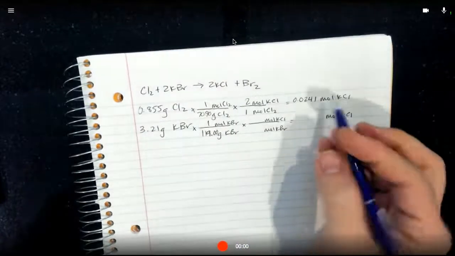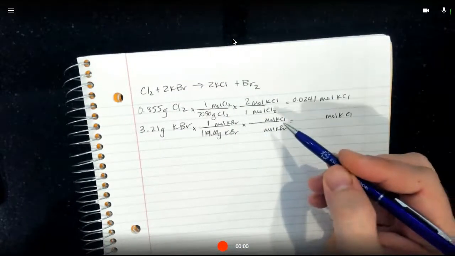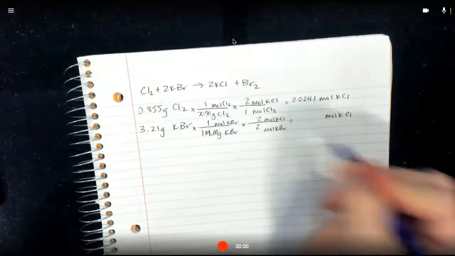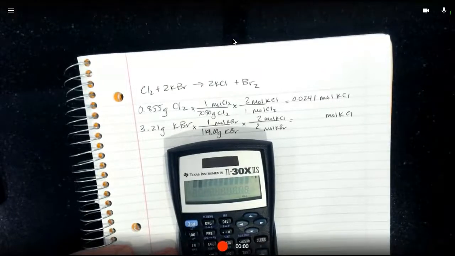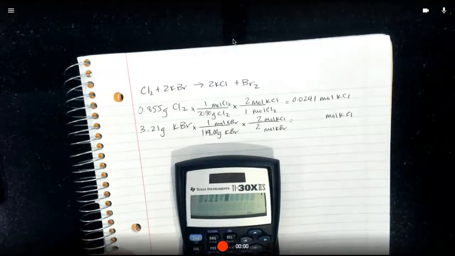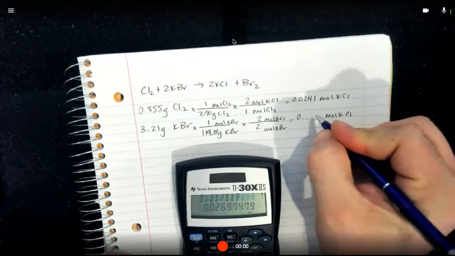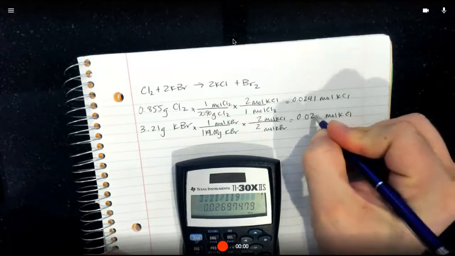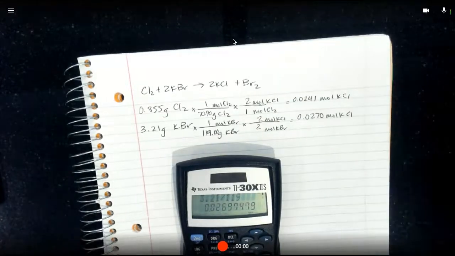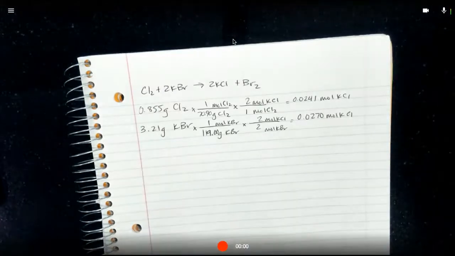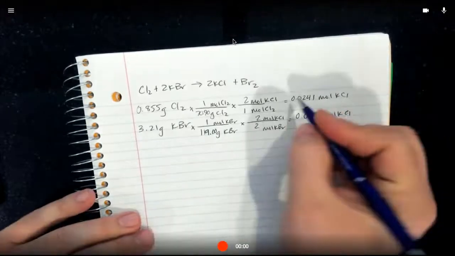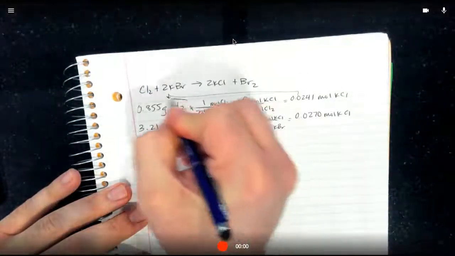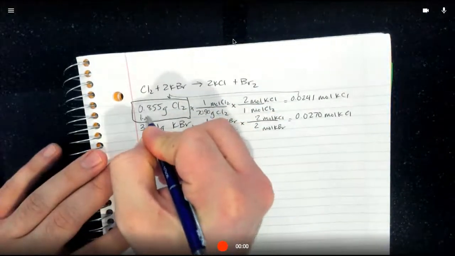of potassium bromide. Mole over mole, use the coefficients from the balanced chemical equation. So then we calculate our value. We have 3.21 divided by 119. Hit enter. We end up with 0.0270 with our 3 sig figs there. So which value is smaller? Well, this value is smaller. So this indicates that chlorine would be our limiting reactant.